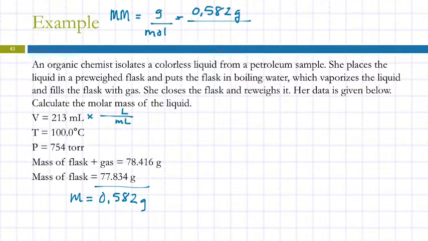So we want to convert milliliters to liters. Millis on the bottom. Milli means 10 to the minus 3. So I write 10 to the minus 3 on the other side of the line. 1 milliliter, 1 times 10 to the minus 3 liters. So that's 0.213 liters.